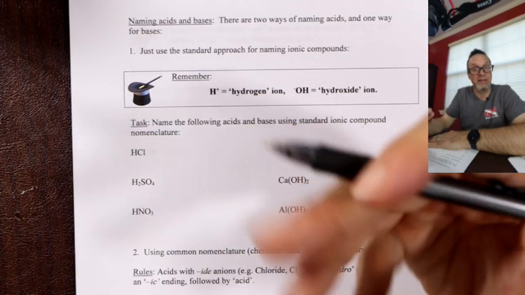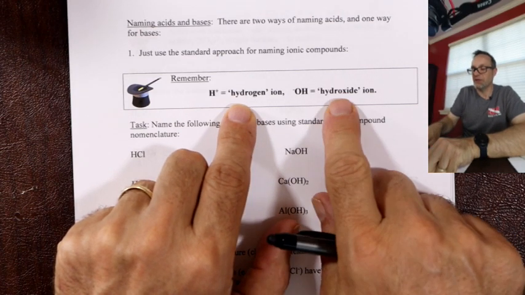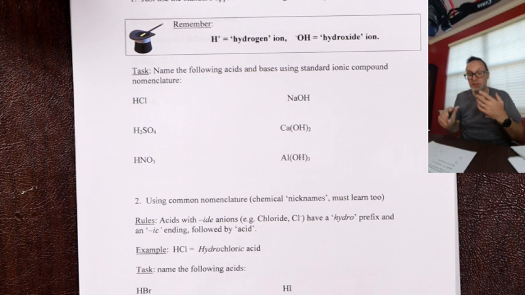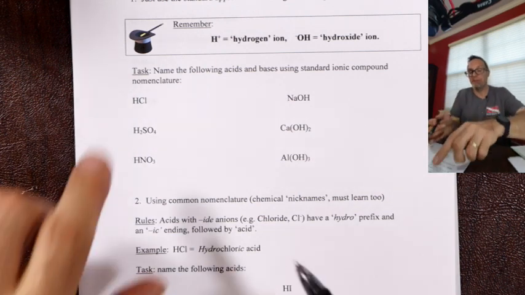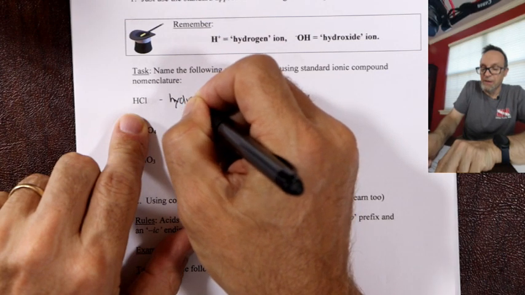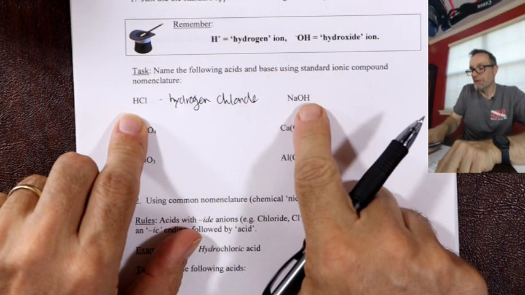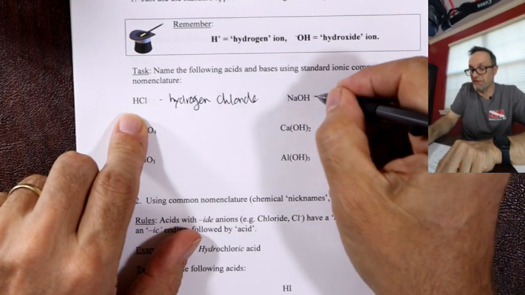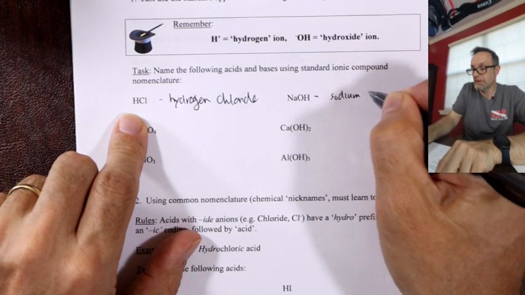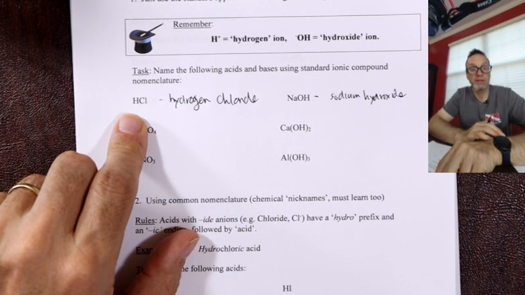The bases is just the standard ionic scheme, okay? Remember, the H plus ion is the hydrogen ion, the OH minus is the hydroxide. So we can just, for now, name them like they're ionic. Plus one, minus one, run the names together. Hydrogen chloride. Bases, always just run the names together. They're ionic all the time. Sodium hydroxide. Okay, so pause, take a minute, fill in the rest.